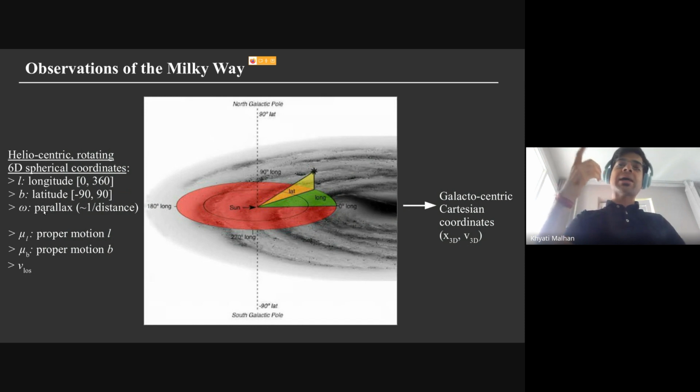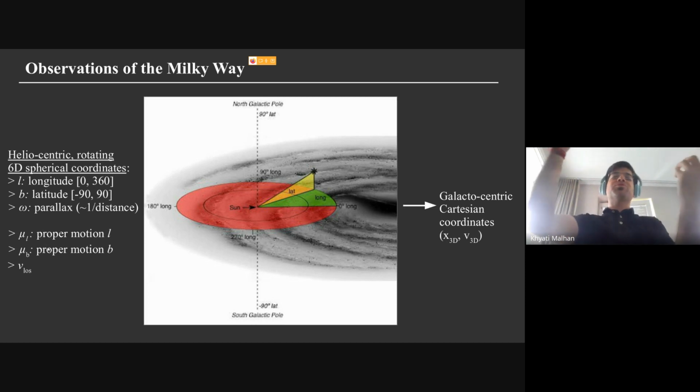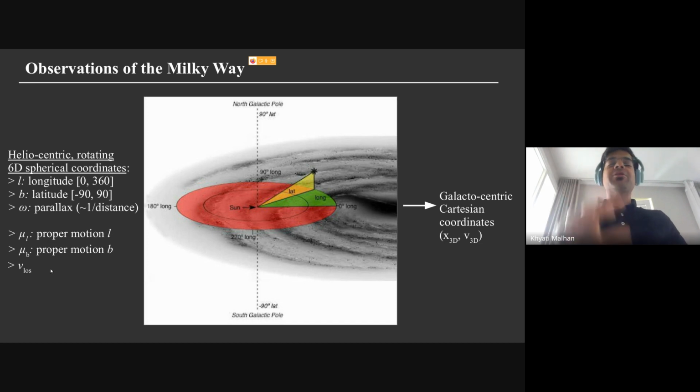Then you have the parallax that approximately gives you the distance of the star. So all of these measurements are being made by Gaia as we speak. So this gives the 3D position. Then you have the velocities in terms of proper motion. Proper motion is something we call on-sky angular velocities. And then you have the line of sight velocity. So this is what we get.